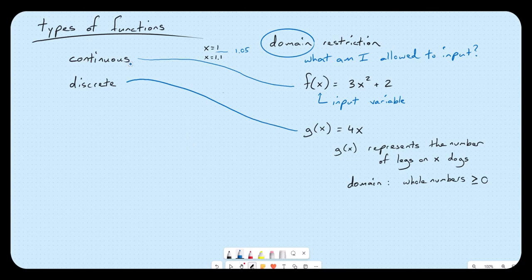That's a continuous function. A discrete function says I have values that I can plug in and I have values that I can't plug in. So maybe it's whole numbers where I can plug in x equals 1, I can plug in x equals 2, but I can't plug in something between them. That's what we're doing with a discrete function.